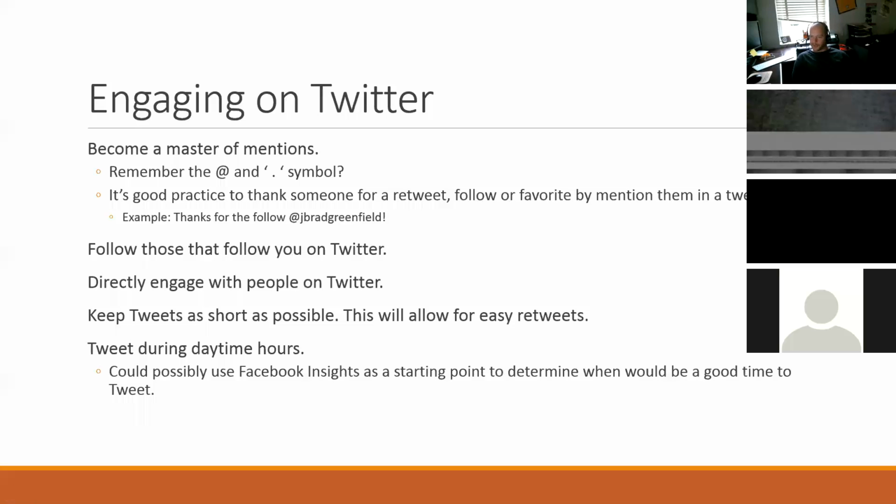To do that, you would just put their Twitter handle in a tweet using the @ symbol before it. And again, if you'll remember, we talked about this. If their username is the first item in that tweet, you want to put a period or some sort of symbol in front of it so that it goes to the world as a whole and everybody can see this tweet. It's good practice to thank someone for a retweet, follow, or favorite by mentioning them in a tweet. So as you're getting started, here's the premise behind this.